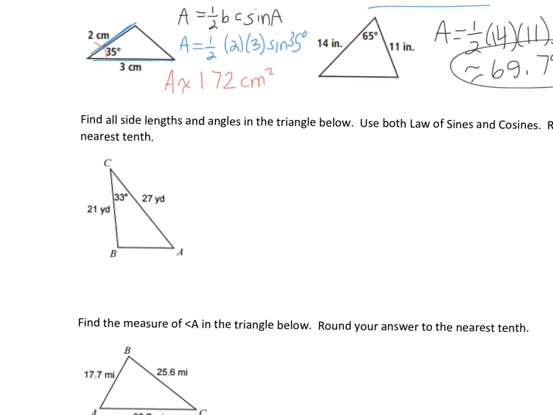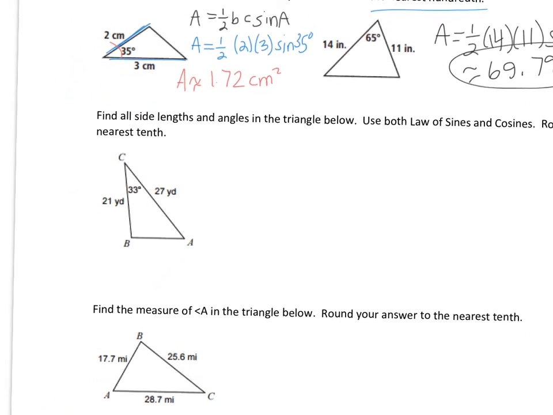Okay, then find all lengths and side lengths and angles in the triangle below. Use law of sines and cosines. So if I'm looking at this one, I always try to do law of sines first, but I have an angle and no side opposite, and I don't have any other angles. So because it's a side angle side situation, I need to do law of cosines to figure out what this is.